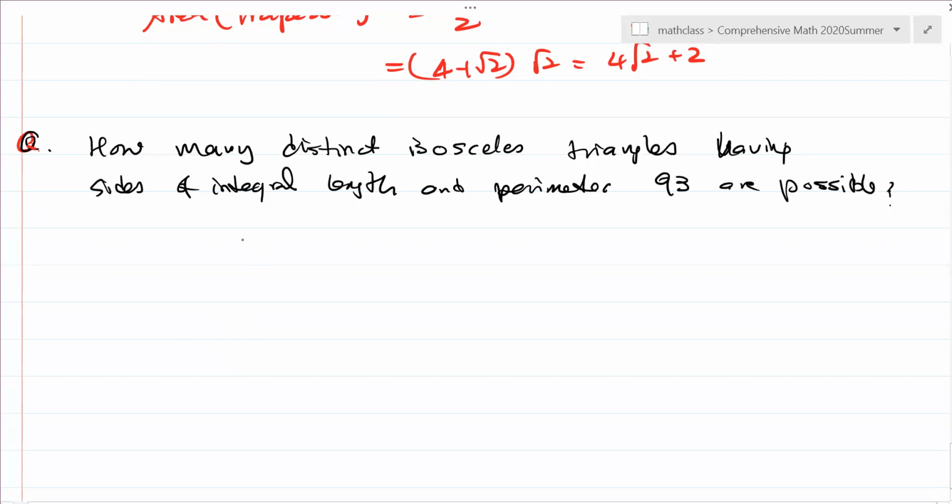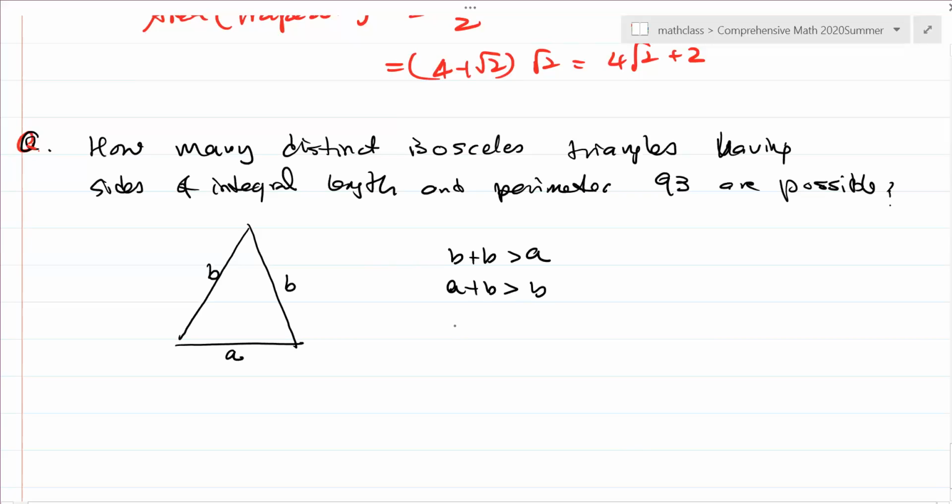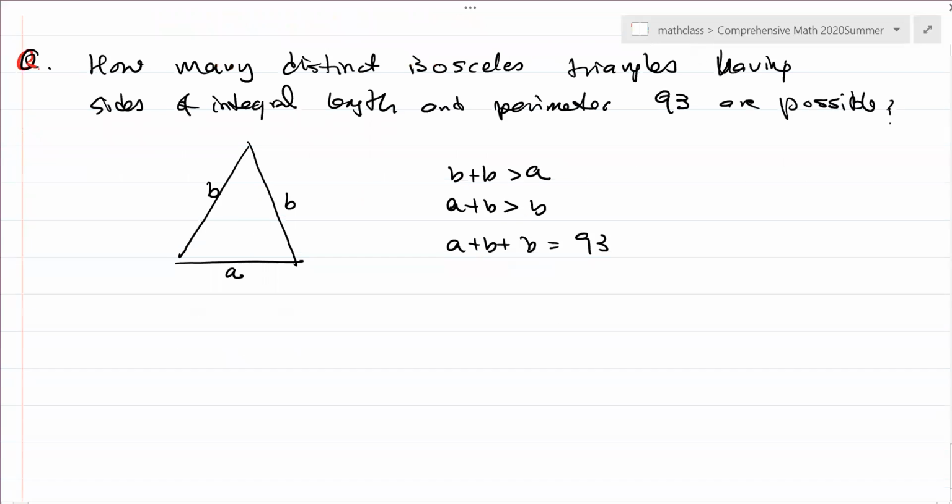All right, let's try. Okay, this is the isosceles triangle. Isosceles triangle means you only have two variables, A and B, and B. In order to make it a triangle, it must satisfy the triangle inequality: A plus B greater than B, and B plus B greater than A. That's obvious, right? But we also know that A plus 2B equals 93.